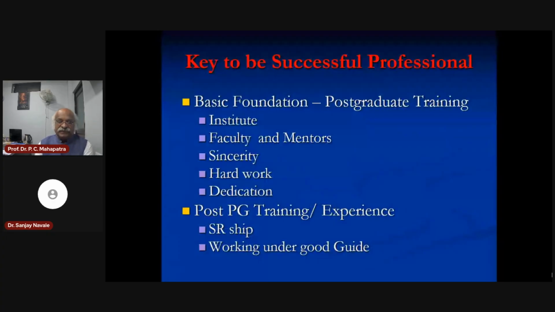And senior residentship and working under a good guide, you should be able to deliver the goods for that. Now comes the decision for the future. There are various people with decisions about various futures. Temperaments are different. Some ambitions are different. And to be a general gynecologist and obstetrician, there are a majority who enter into general obstetrics and gynecology.